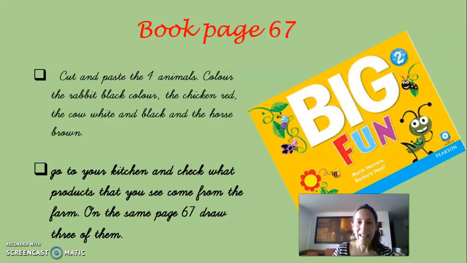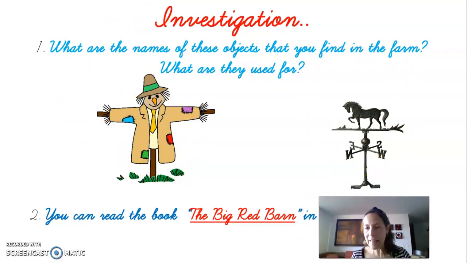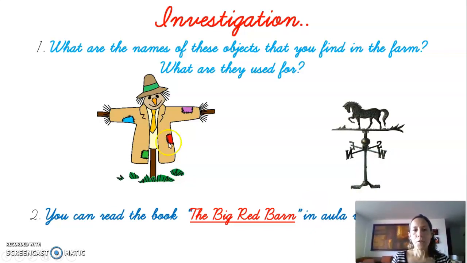Okay? And if you want to go farther, but this is optional, you are going to do a little investigation. These things can be also found in the farm. So, what are you going to do? You are going to check what are the names of these 2 things and what are they used for. You can go and look in a book. Maybe you can go and ask your parents, or you can go and look in the computer with your parents.